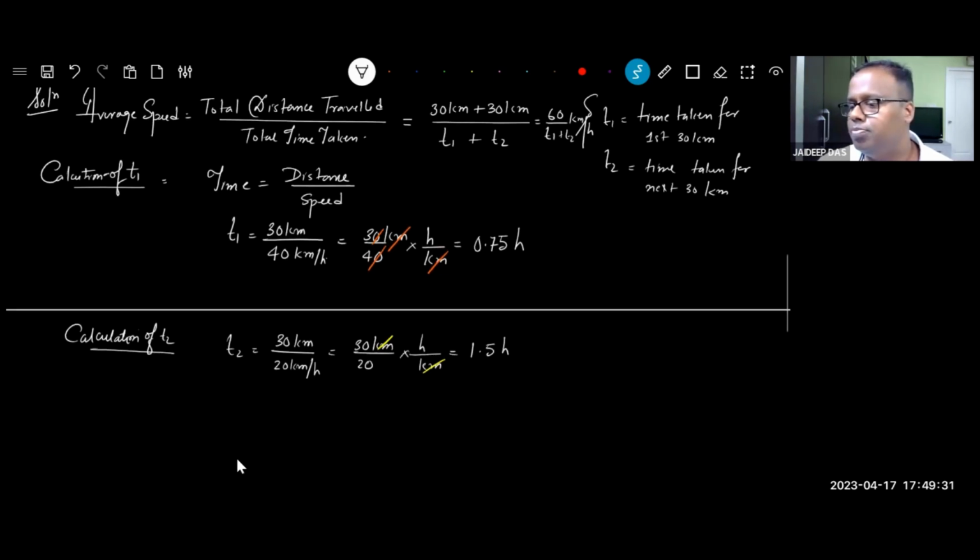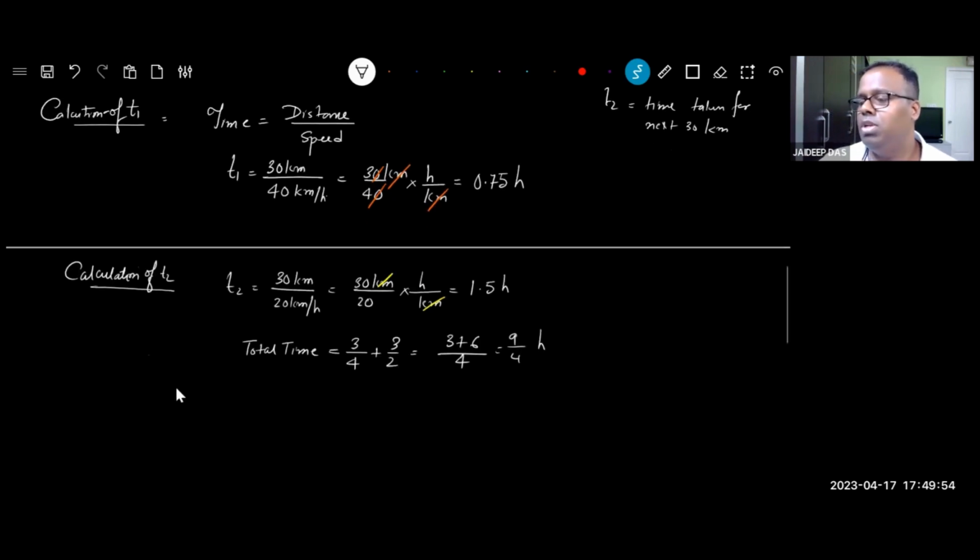So total time. That's why I say, do not make it into fraction straight away, decimal straight away. Keep it in fraction. Total time is 3 upon 4 plus 3 upon 2. Okay. So 4 is the LCM, 3 plus 6. That is 9 by 4 hour.